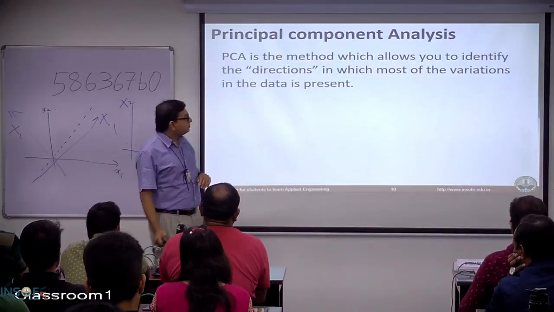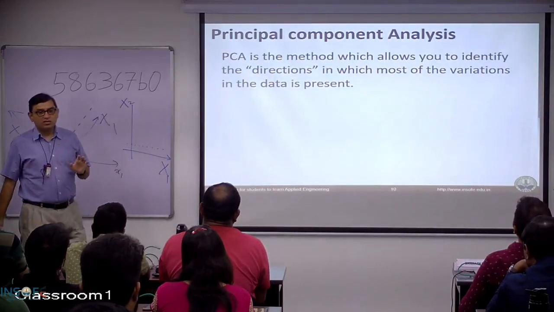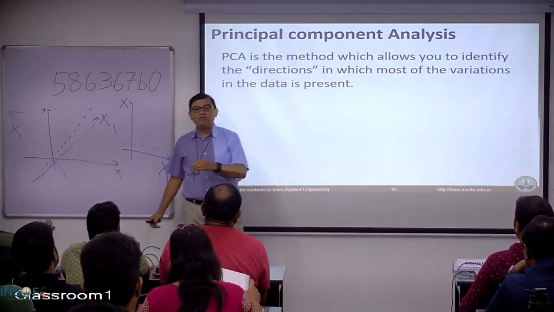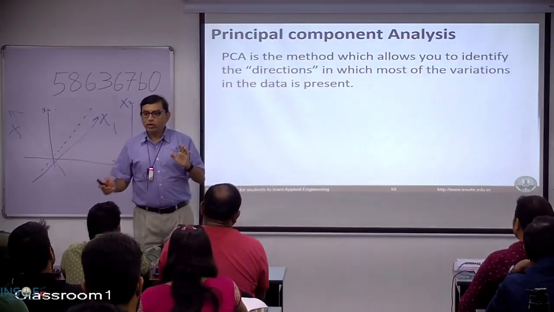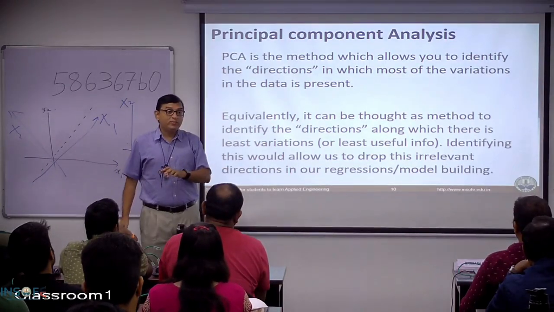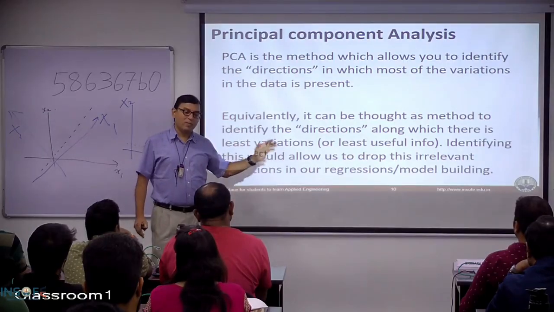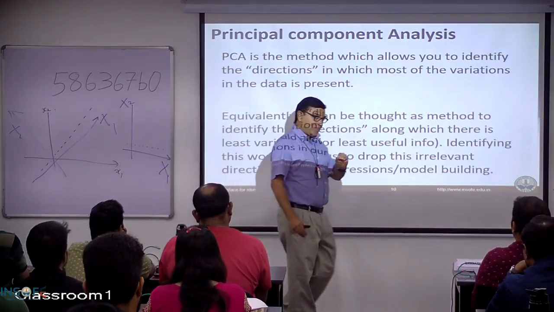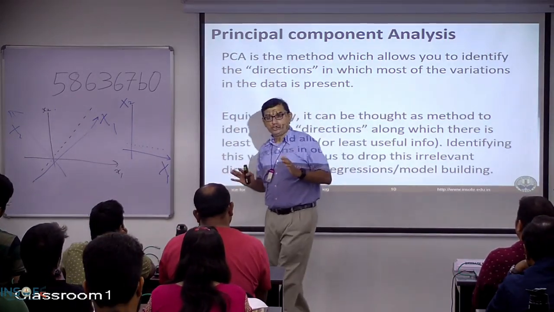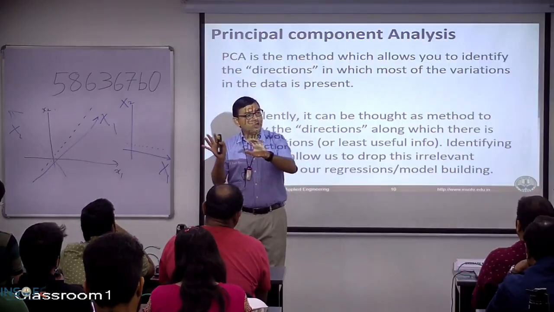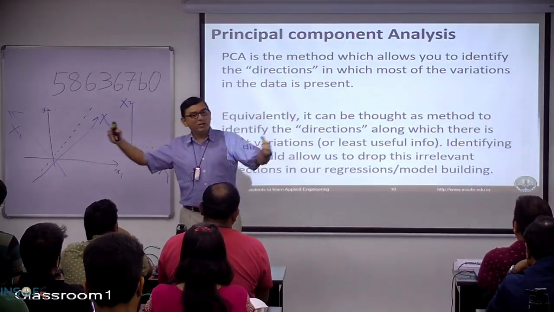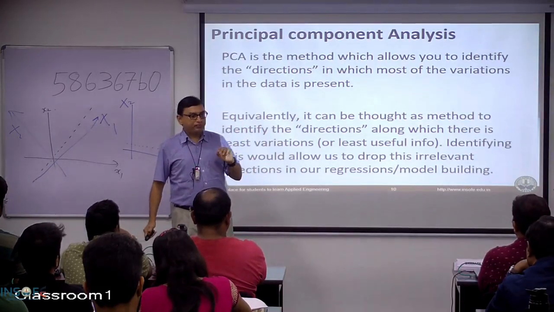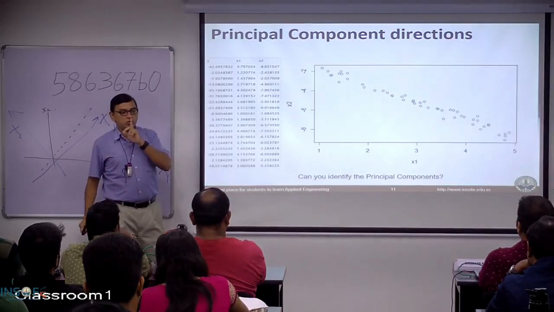So PCA is a method which allows you to identify the directions in which the most variation is there. Or equivalently, it can also be thought of as a method which allows you to identify directions in which there is the least amount of variation, so that you can drop them. Potentially, you can drop them from your analysis. That will help you reduce the number of features that you need to analyze the particular problem. So that's what PCA is going to do.